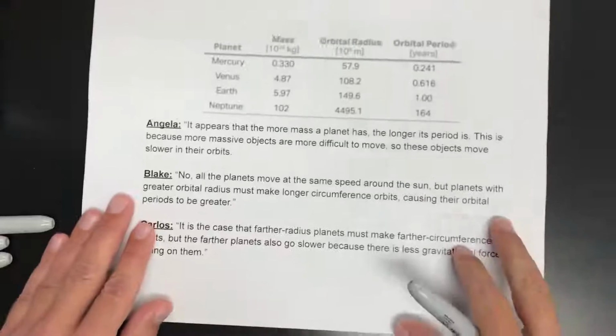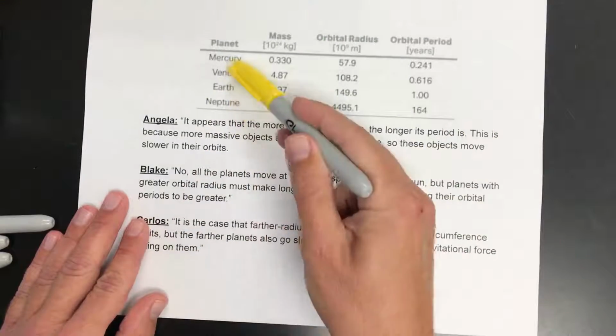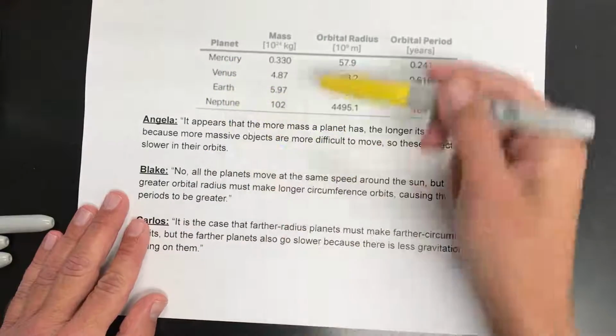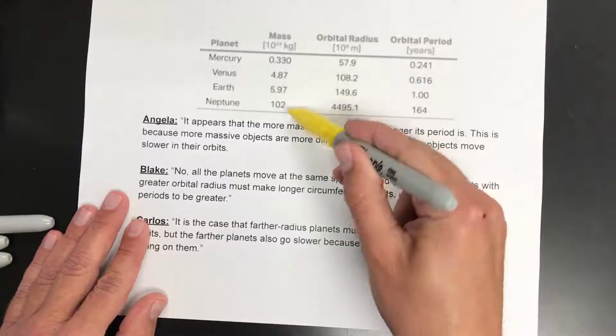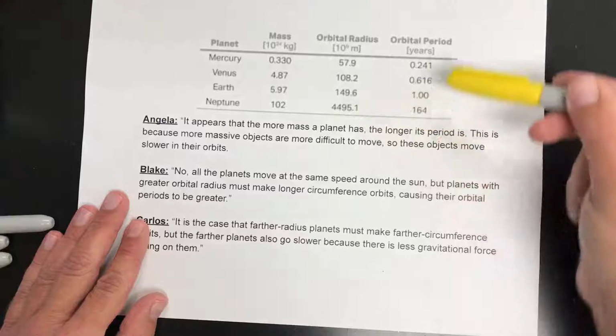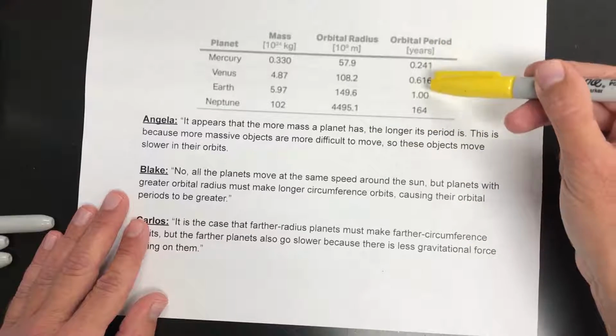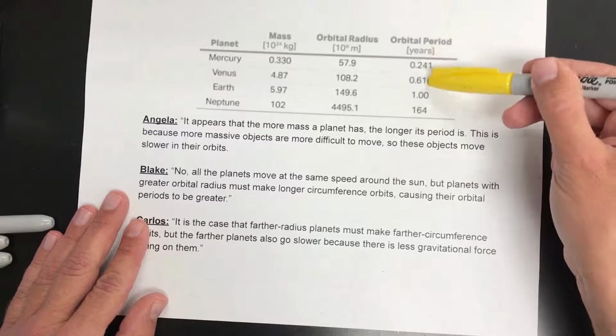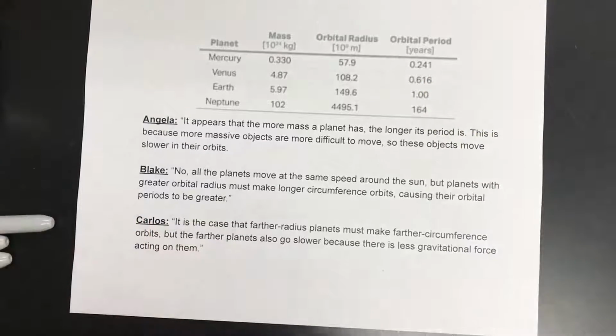So I've put them right here. So here's the data table. You can see here we got Mercury, Venus, Earth, and Neptune. It shows that their mass keeps going up. It shows that their orbital radius keeps going up, and it shows that their orbital period, that's how many years it takes to go around the sun once, keeps going up there as well.